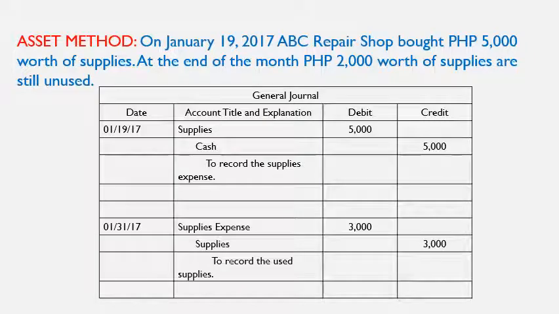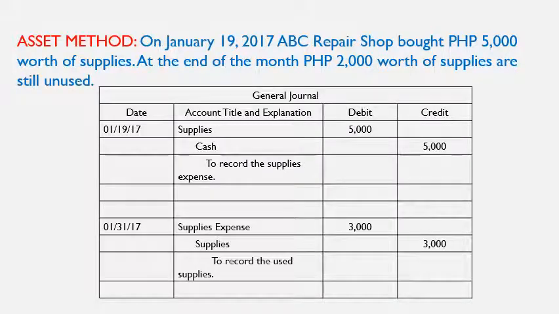So, since 3,000 is the value that was used, because it says here 2,000 worth of supplies are still unused, meaning the 3,000 is what was used. Okay? So in the asset method, what we will record or adjust is the amount used. Since the 3,000 must then be recognized as expense, it has already been used.